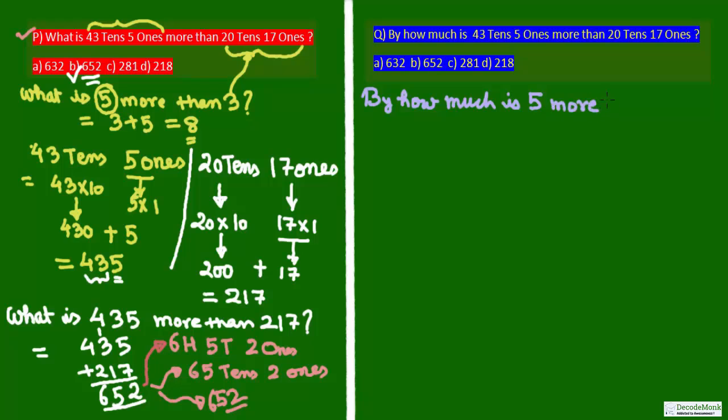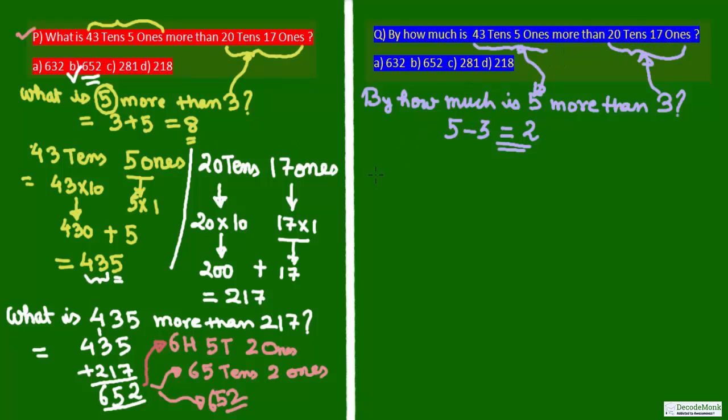So if I ask you, by how much is 5 more than 3, then what will you do? By how much 5 is more than 3 means how many places you have to go before you arrive at 5 if you start at 3. So the answer would be arrived if we subtract, or if you find the difference between the two numbers. 5 minus 3 is 2. So this is a very simple question which you can do. So now if you put 43 tens 5 ones instead of 5, and instead of 3, if you put 20 tens 17 ones, I think it will make sense. By how much is 43 tens 5 ones more than 20 tens 17 ones?